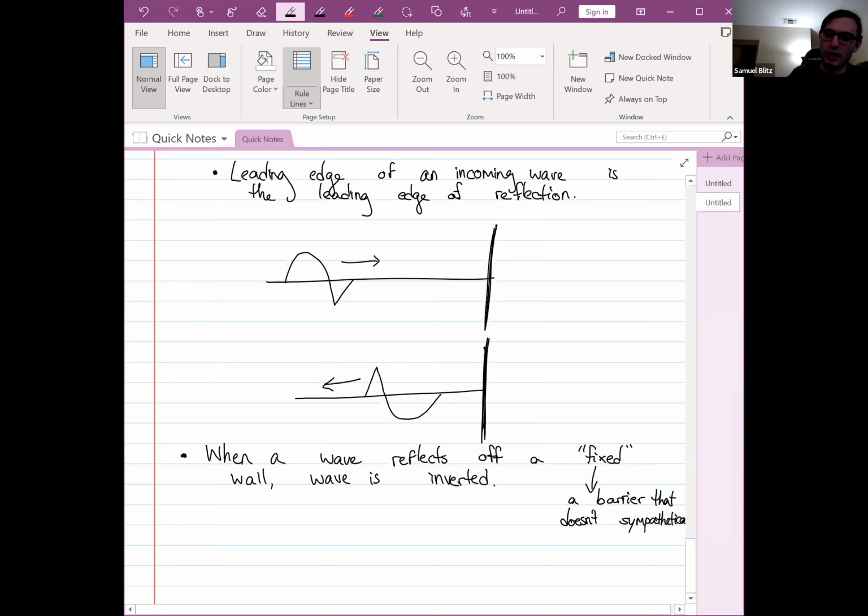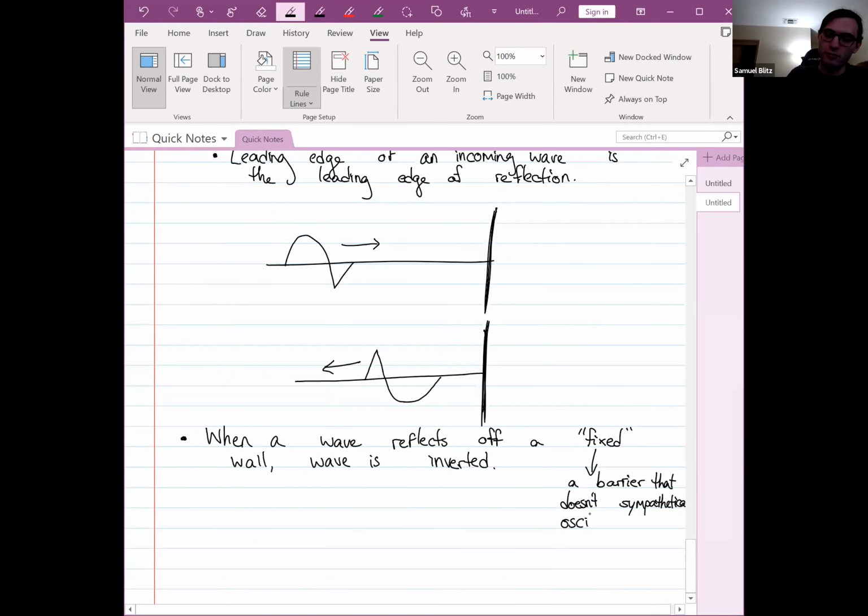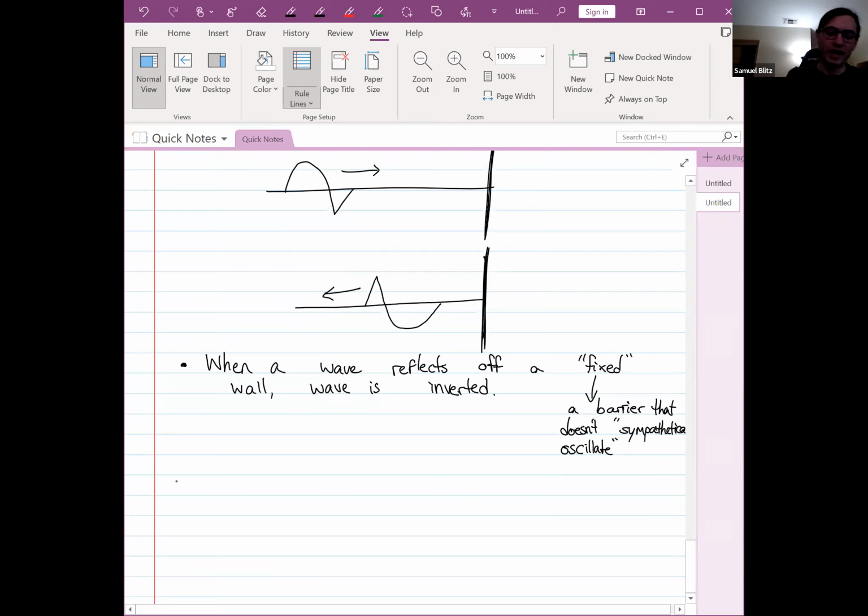Sympathetically, you guys know the word that I'm trying to write, but I'm not going to write it because I'm out of space. Sympathetic oscillation is a technical term, but I'm just using it in a colloquial sense, in that it doesn't move in the same way. And we will explain why this causes inversion of the wave. But I'm just going over some details, and then we can explain it in a minute.